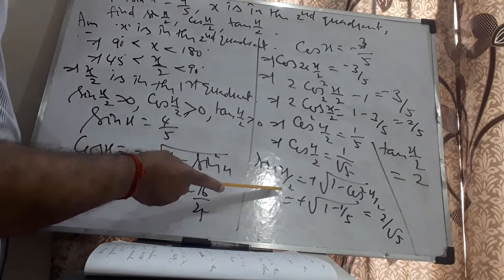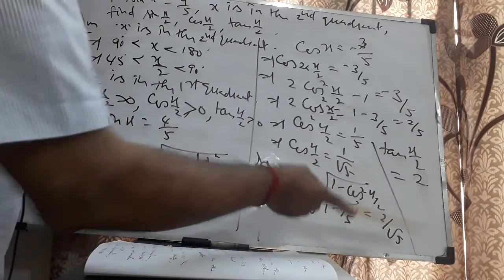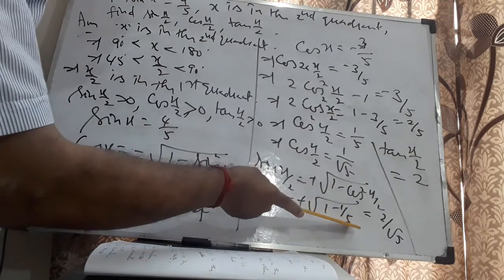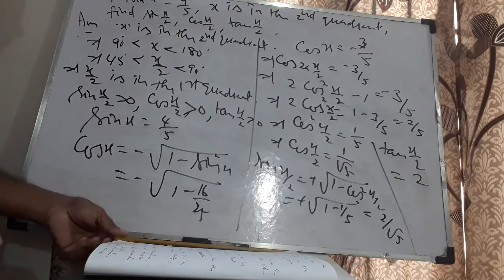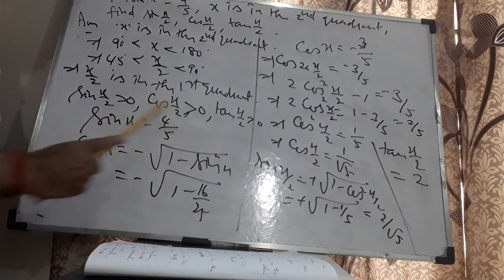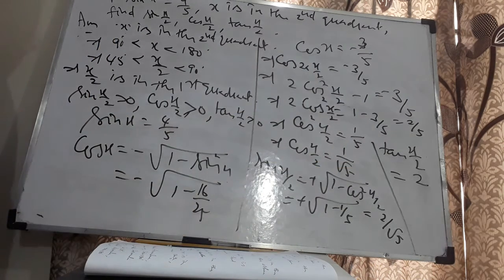Sin x by 2, again the positive square root, is reduced to 2 by root 5. 5 minus 1 is 4, root 4 is 2. Tan x by 2 is sin x by 2 by cos x by 2, which is reduced to 2. Therefore, since all the three ratios are positive here, being an angle in the first quadrant, I get all the three values to be positive automatically.